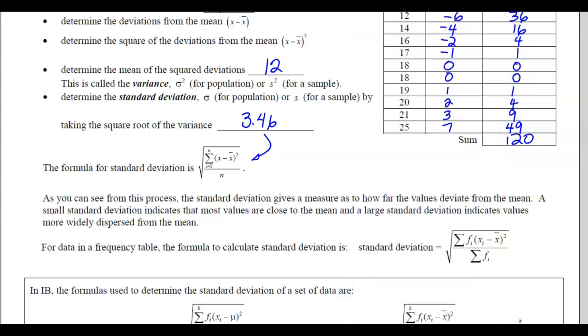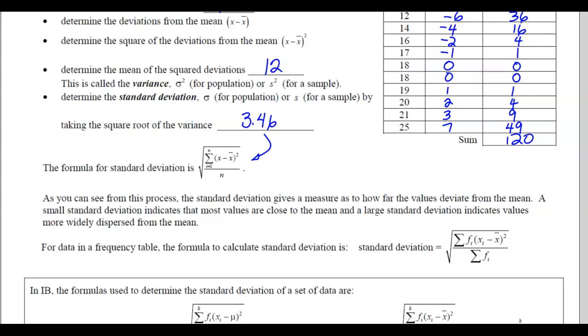As you can see from this process, the standard deviation gives a measure of how far the values deviate from the mean. A small standard deviation indicates that most values are close to the mean. A large one indicates values are more widely spread, again, relative to the type of data that you're dealing with.